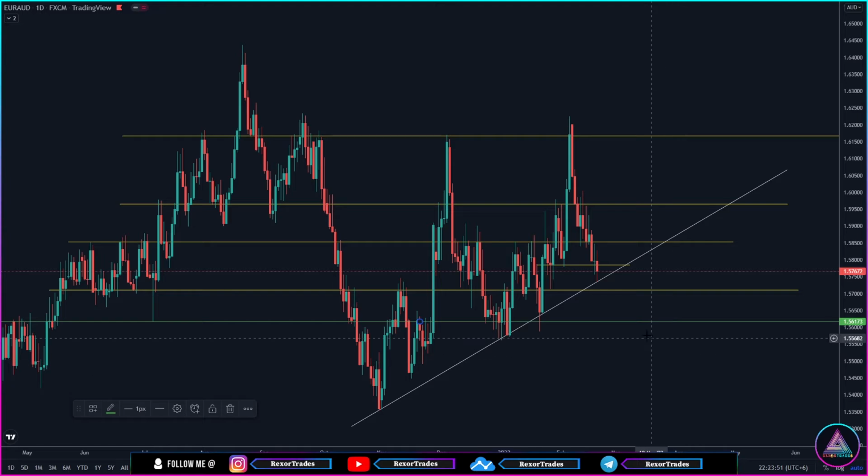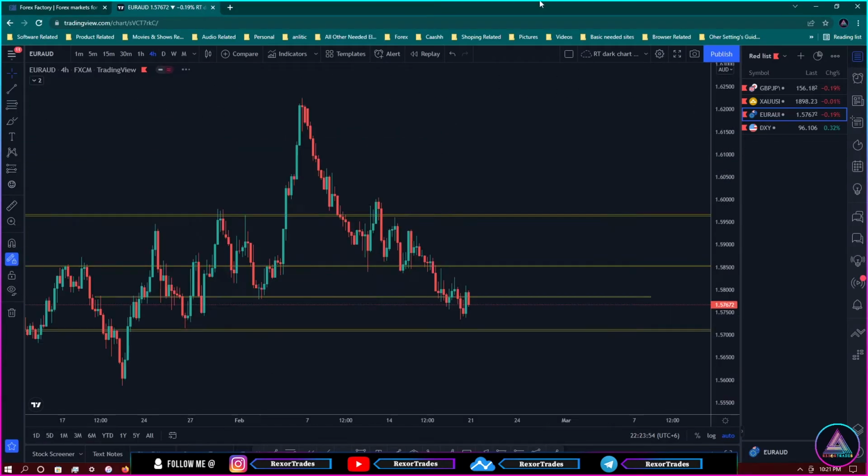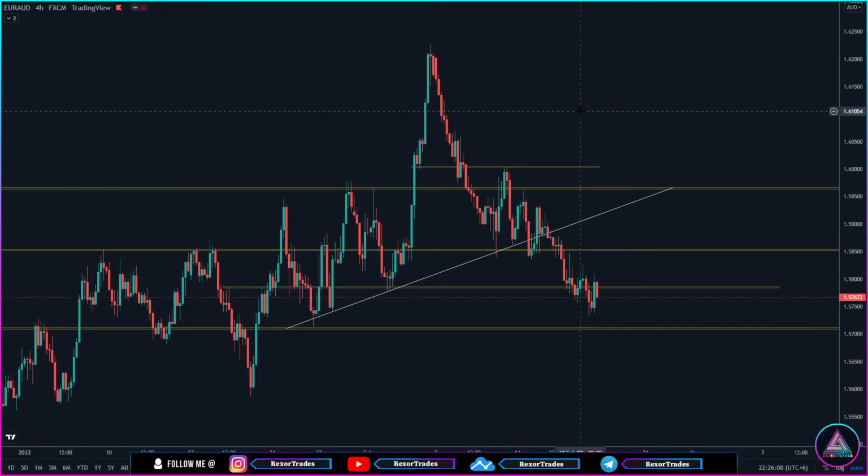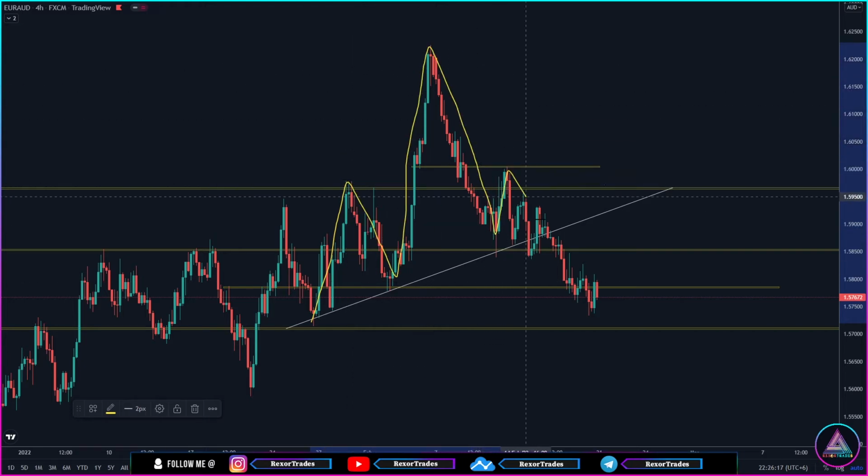So if you go to a shorter time frame like the 4-hour time frame, in our previous week's market analysis, we drew a beautiful head and shoulder pattern which looked something like this. So this being its left shoulder, head and the right shoulder, and also we drew this as its neckline, which is right around here.